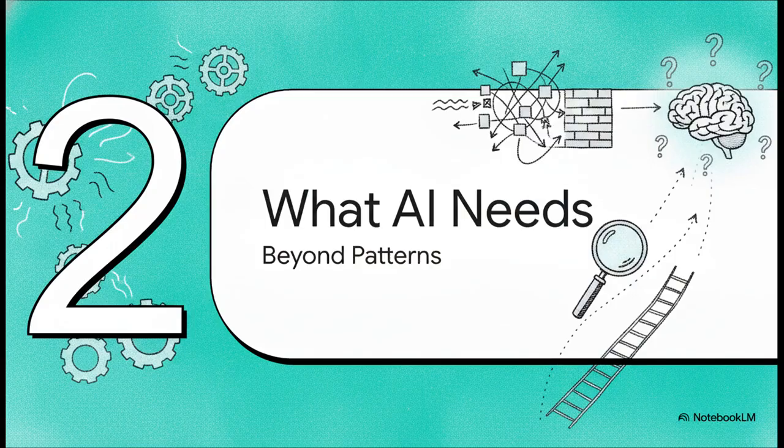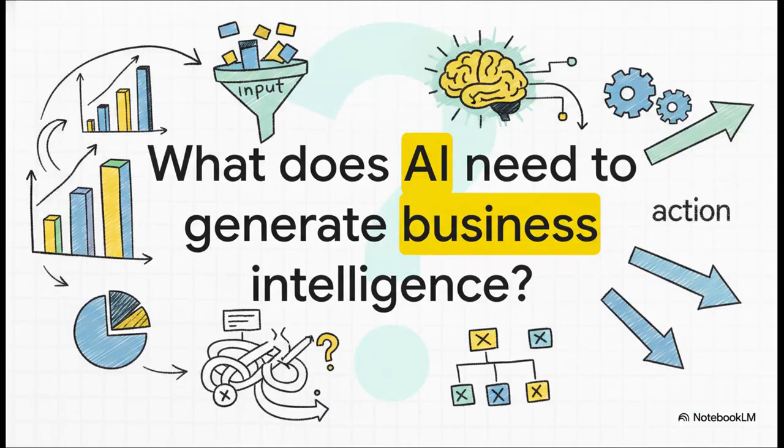Section 2. What AI actually needs. Moving beyond pattern recognition. So if traditional IT workflows are clearly the wrong tool for the job, we really have to ask ourselves, what does AI actually need to move from just recognizing historical data patterns to generating real, actionable business intelligence? If deterministic flowcharts aren't the answer, what is the right input?